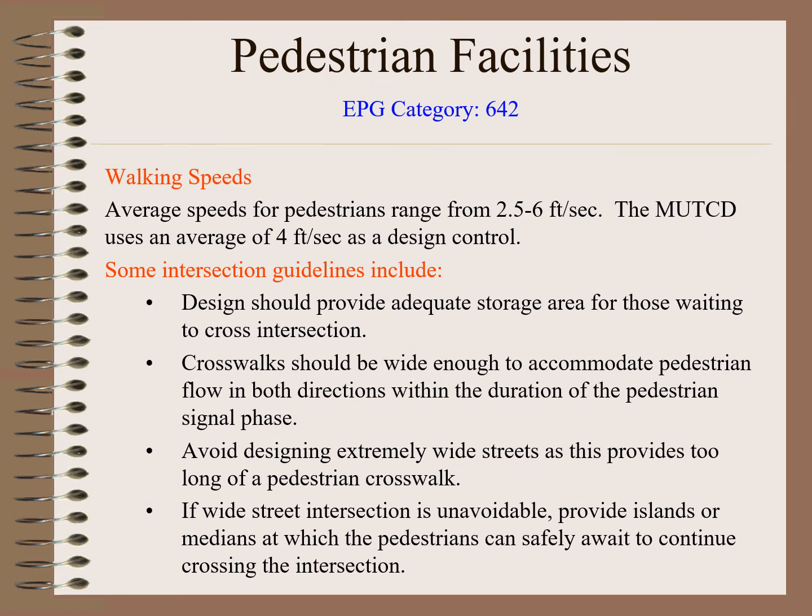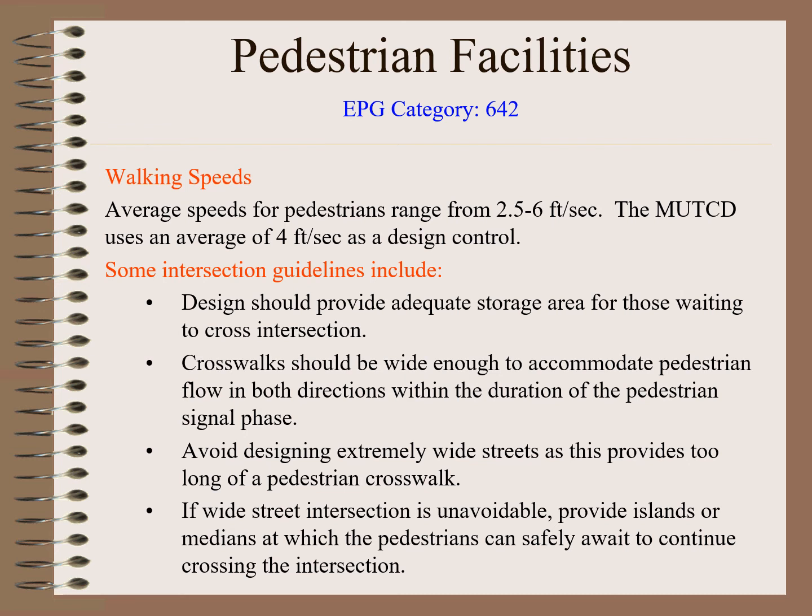Pedestrian facilities are designed in a similar way you design any other type of transportation facility. So we have to take into account the walking speeds of the pedestrians. Average speeds for pedestrians range from 2.6 to 6 feet per second. The MUTCD uses an average of 4 feet per second as a design control. Some intersection guidelines include: design should provide adequate storage area for those waiting to cross the intersection.